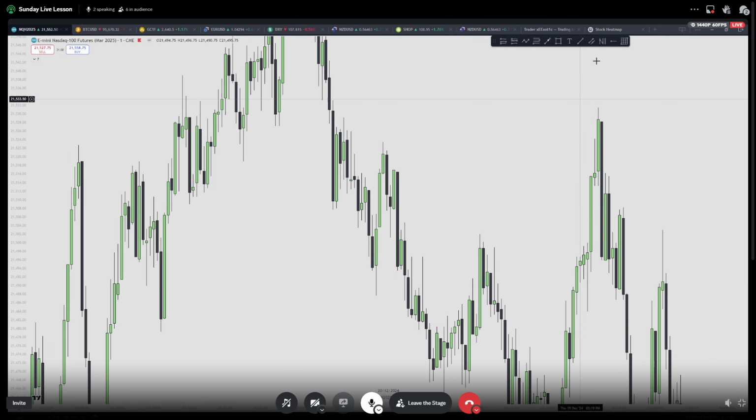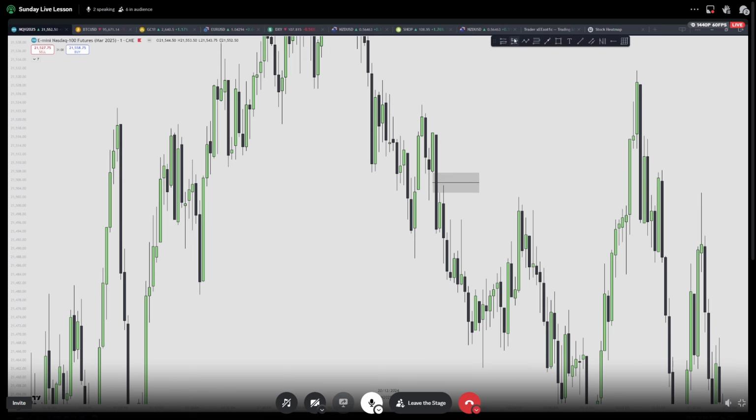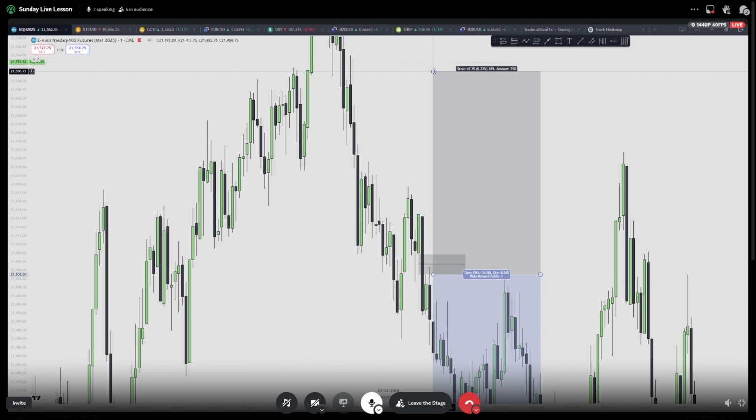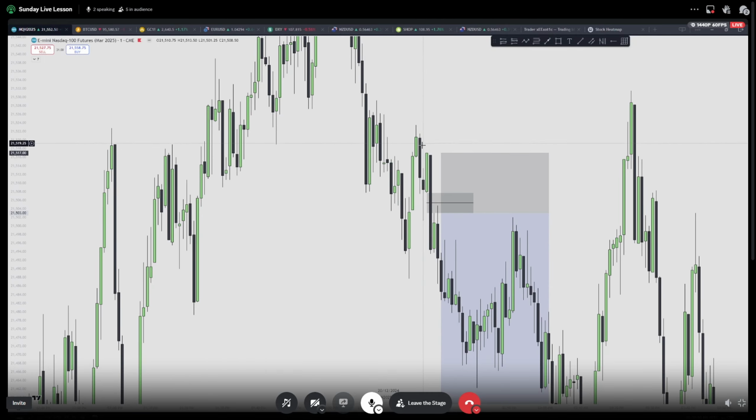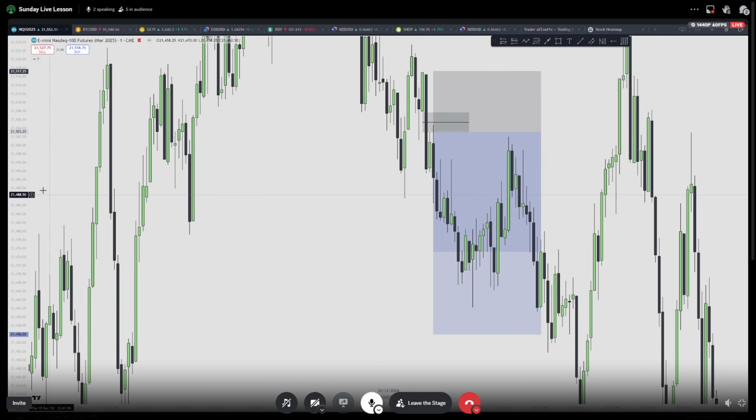So let's say you guys took a short out of this fair value gap here, right? Let's start to manage our position here. So what can we do here, right? We can reasonably expect our first stop loss to be above candle 1 of the formation of this fair value gap. So this is where you can anticipate price to go.